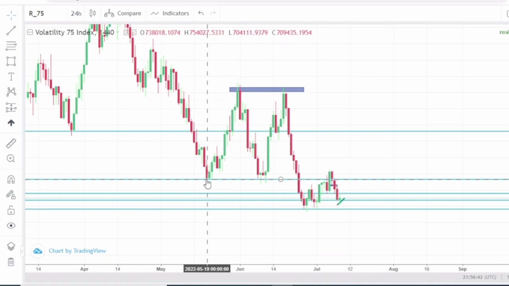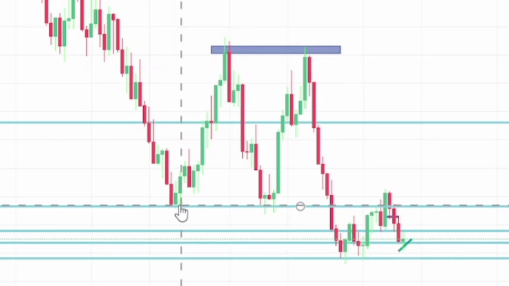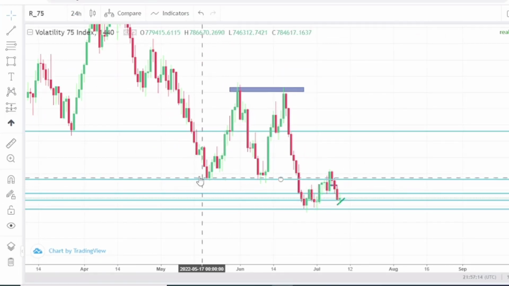When you are on your daily time frame, you will still be able to see the same thing as I'm analyzing it right now. The whole downtrend ended for the first time on the 19th of May, and it reversed at that zone. That is a vital key zone. This is a key zone that you need to take note of.